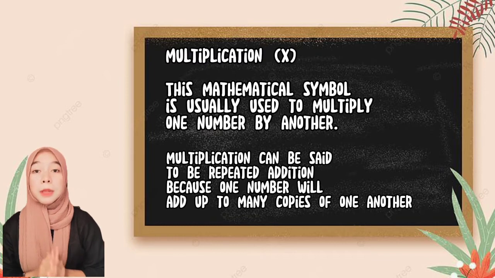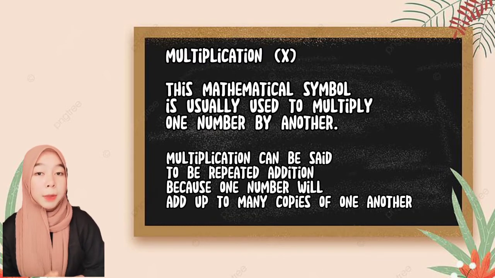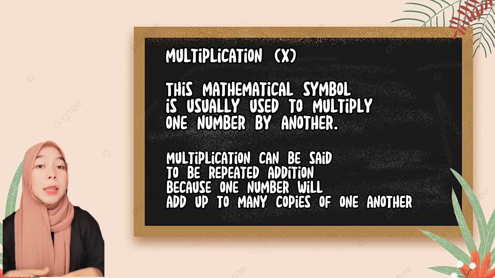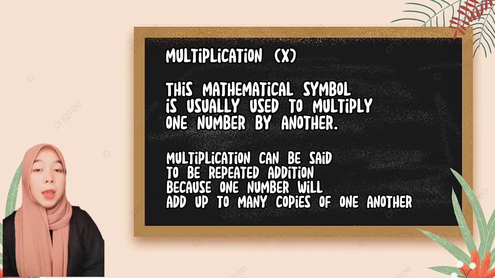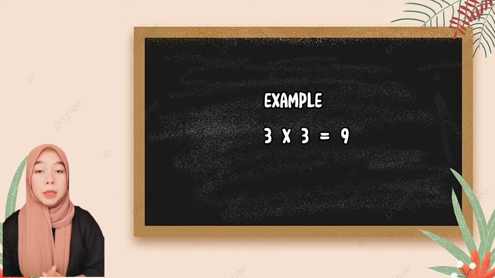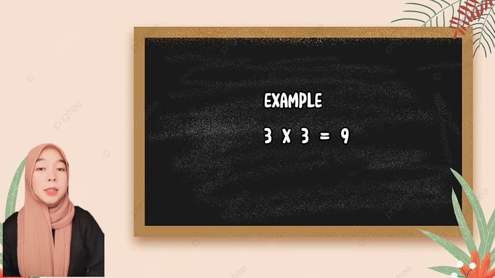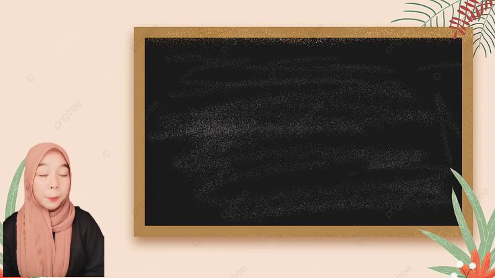The third is multiplication. This mathematical symbol is usually used to multiply one number by another. Multiplication can be said to be repeated addition because one number will be added up to many copies of itself. An example of using the times symbol is as follows: 3 times 3 equals 9, where the result of 9 is obtained by multiplying the number 3 by 3 times.